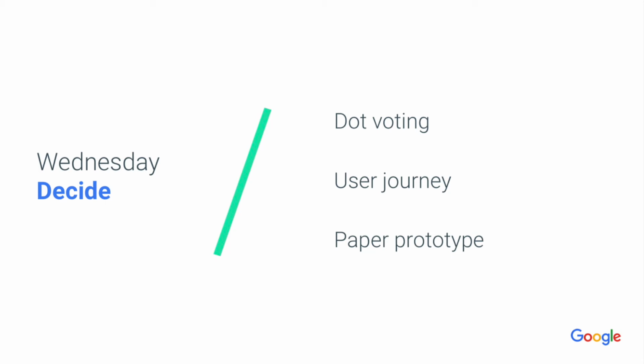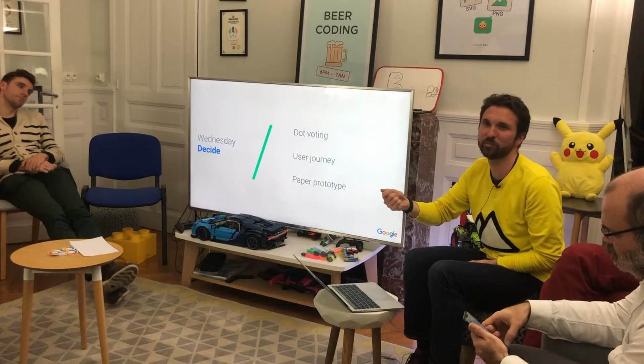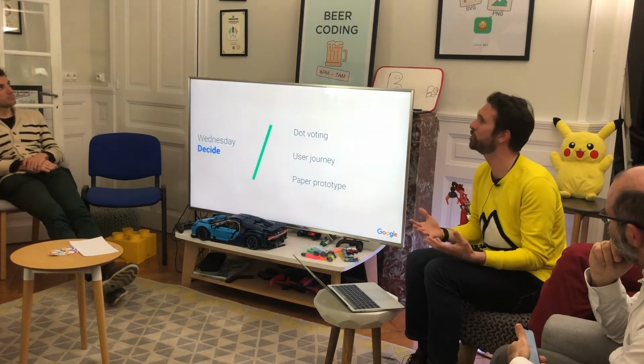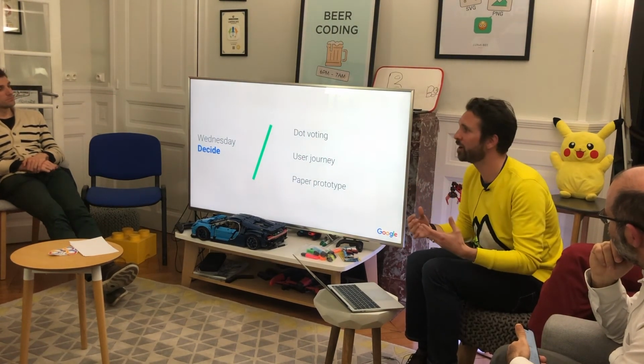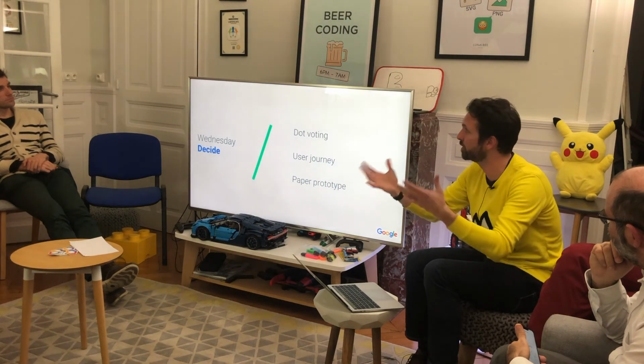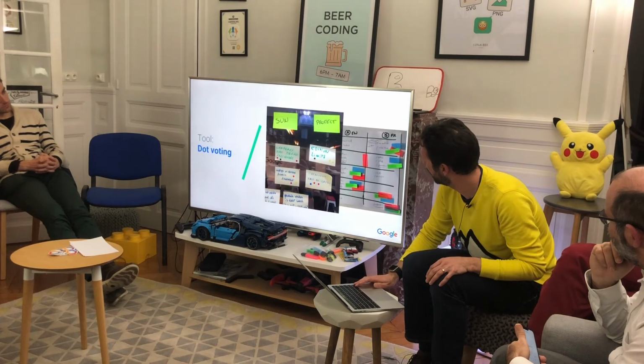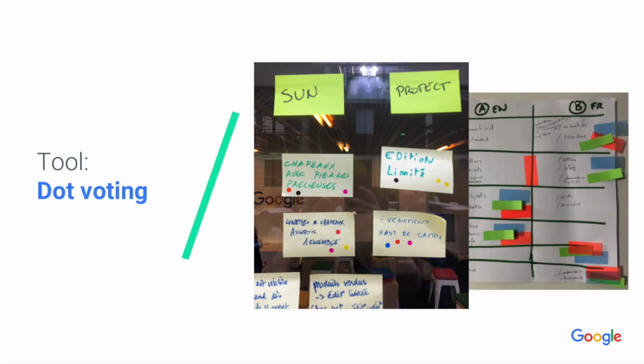And the idea here is to be silent when you vote, and that's very important because you don't give a chance to the very good seller of the team who's able to convince everyone, but at the end of the day, it might not reflect what the rest of the people that you don't know think. Okay, so dot voting, I talked about this.